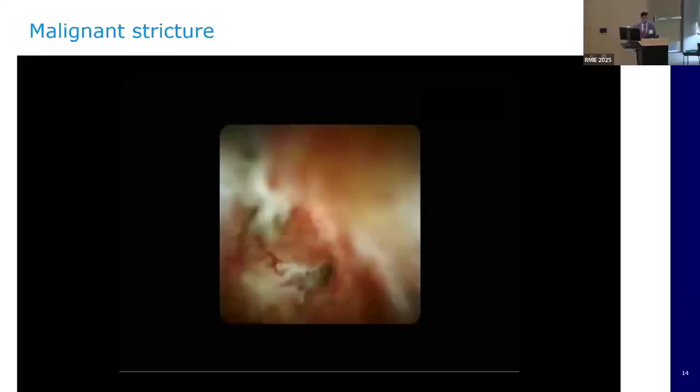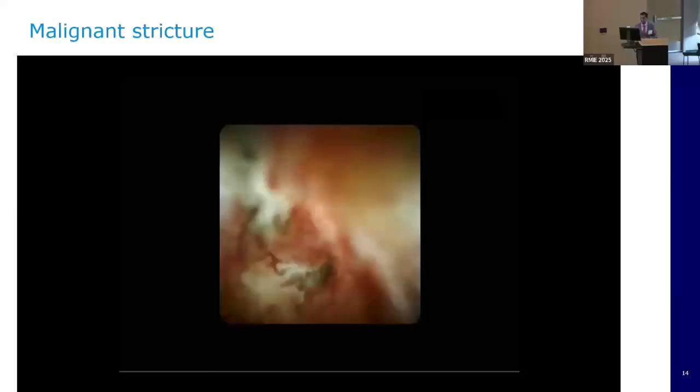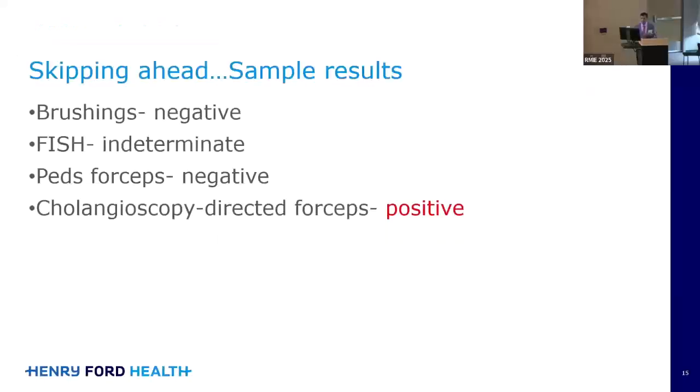This was actually a stricture from Sean's case. That's why it's not a video. It's just a still picture. And you can see vasculature. You can see an infiltrative stricture here. One of the reasons I point out this specific case is all of my other samples were negative, but cholangioscopy-directed forceps did establish a diagnosis here.